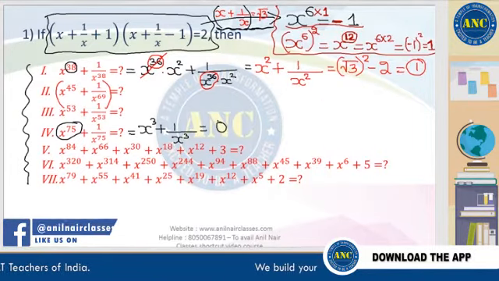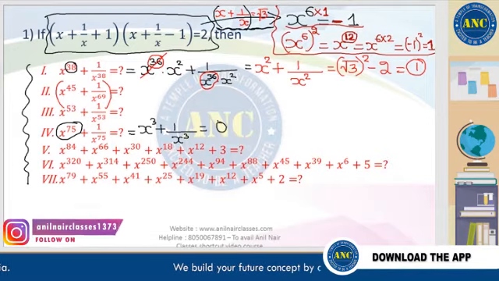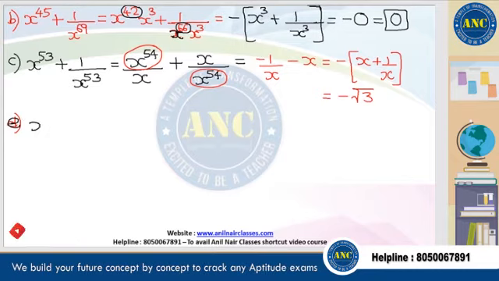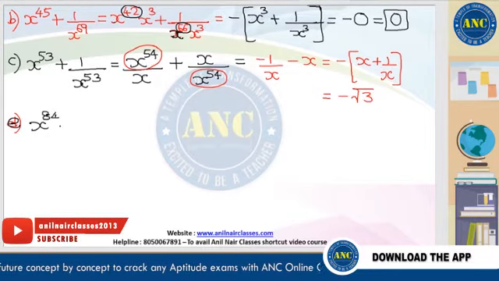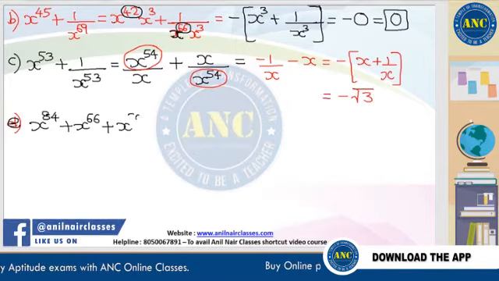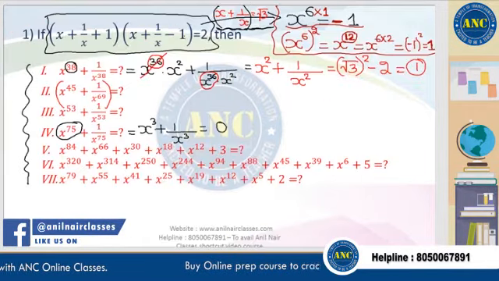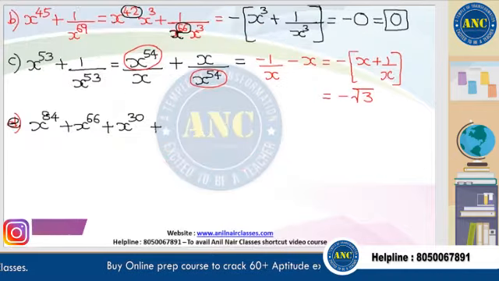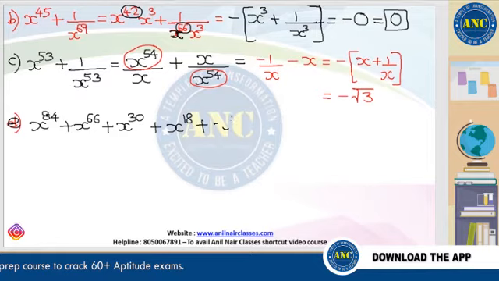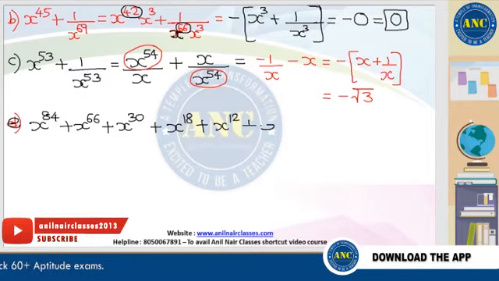The fifth sub question is x power 84 plus x power 66. Next is x power 30. What is the next value, sir? The next values are x power 18, 12 and 3. So it is x power 18 plus x power 12 plus 3. This value we need to find.